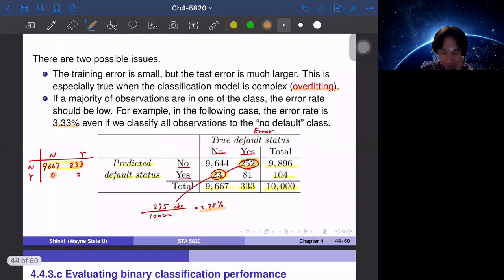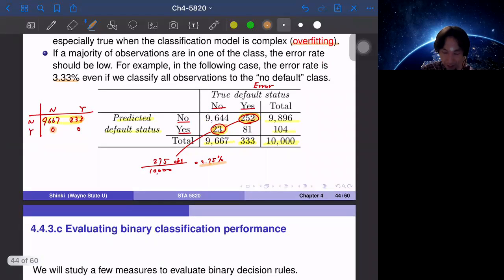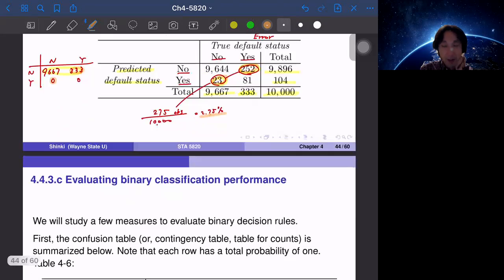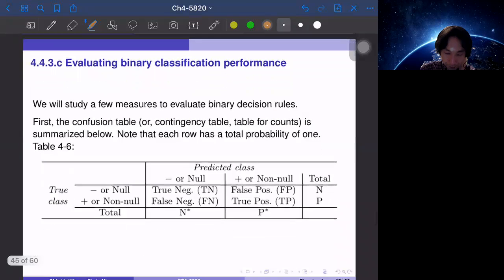So we have several problems here. One is that the baseline is actually 3.33%. And another point is that we use the data set to make a prediction, and using the same data set, we evaluate the performance. So actually, it's not a practical scheme to measure the error size for new observations.